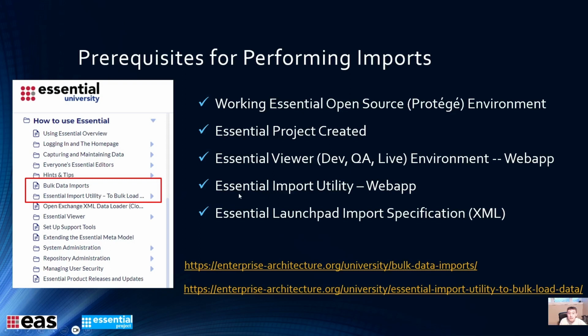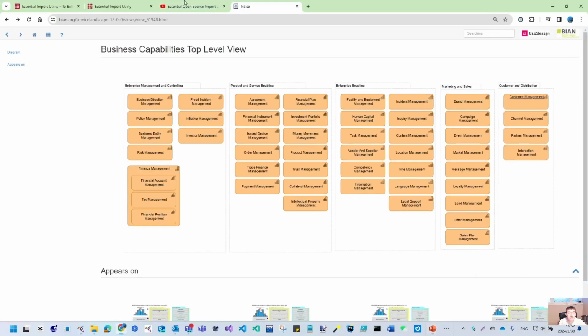And then we have our essential import utility, which is another web app as a WAR. So you need to deploy that to Tomcat as well, so that you can use the import utility to configure your activity. Last but not least, you also need our Launchpad import specification, which is an XML-based file to describe the structure of the import file. So that is the prerequisite.